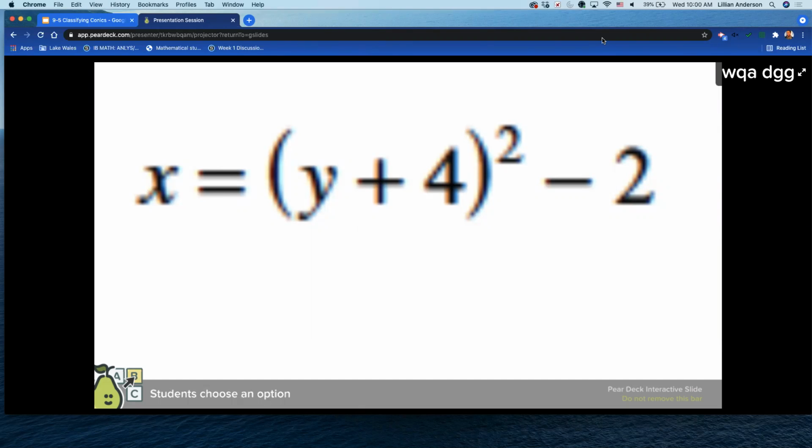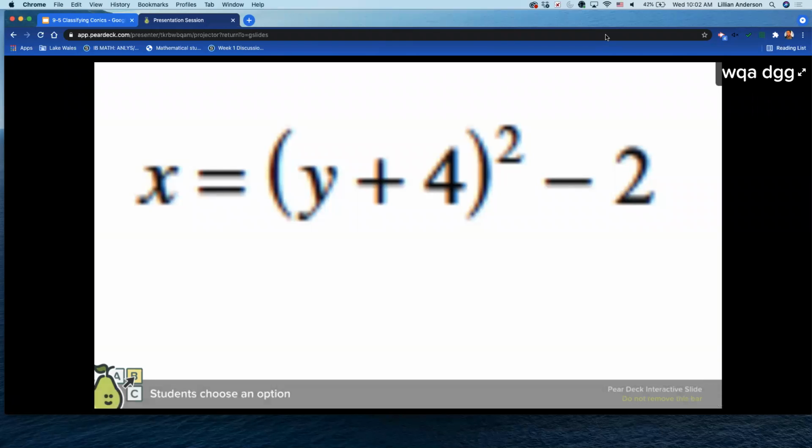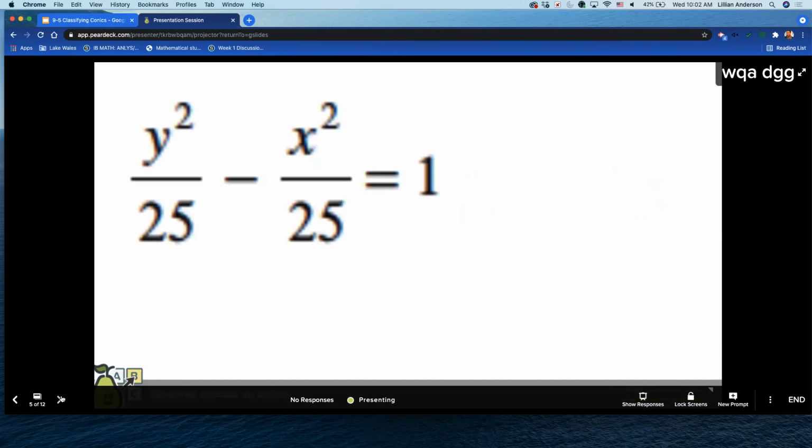On your desk, using your flow chart, tell me, what conic is it? What is it? Very much so. Why? Only your y's are being squared, not your x's. Very good. Here's the next one.